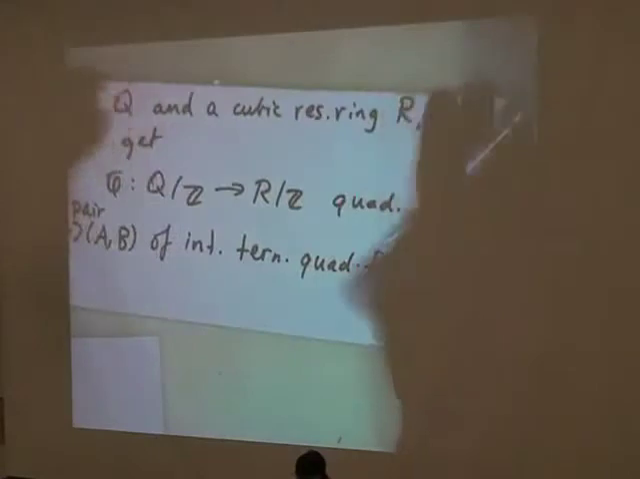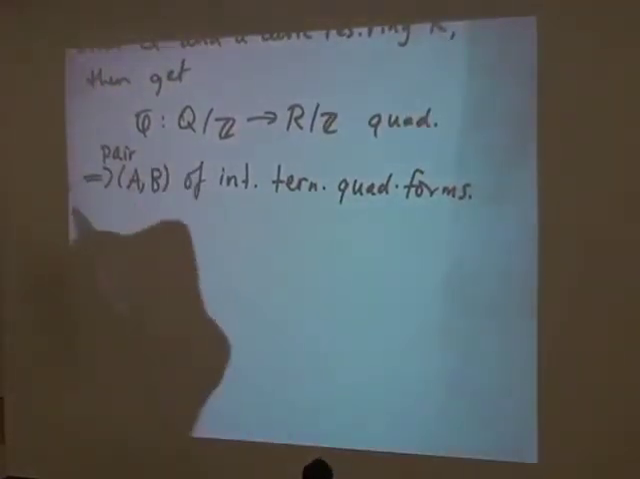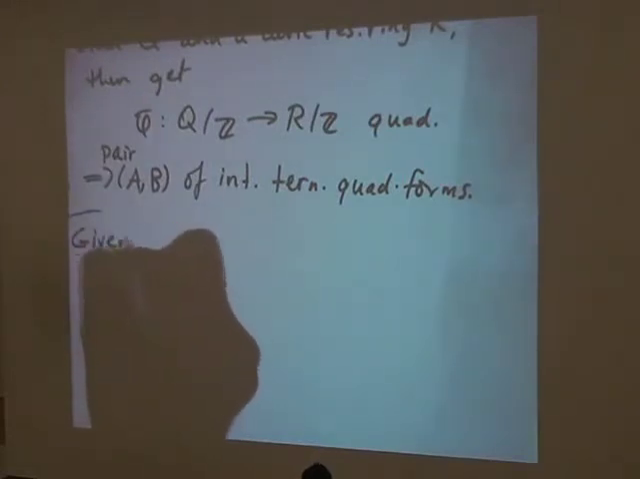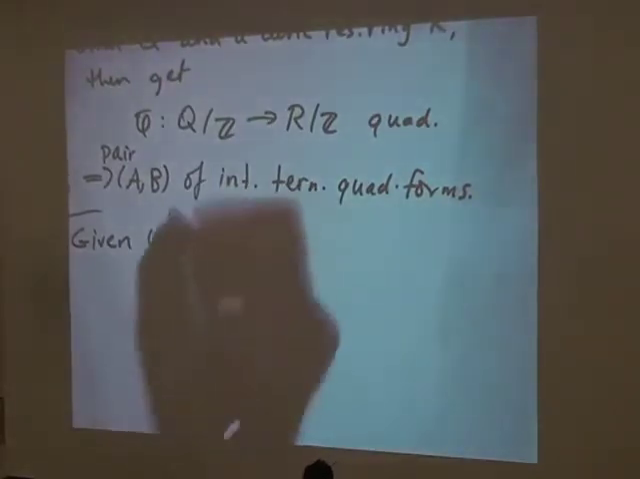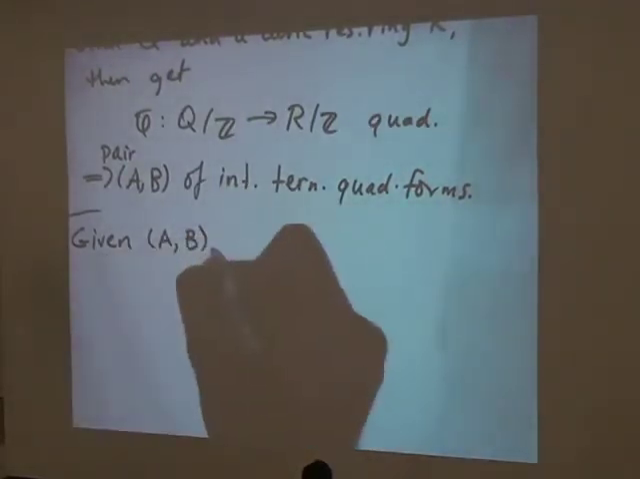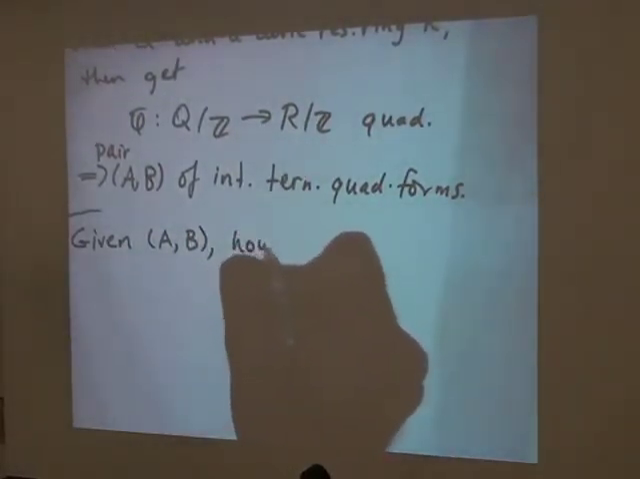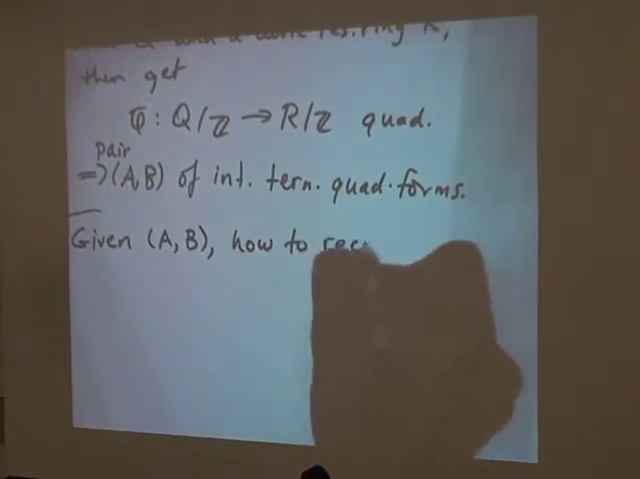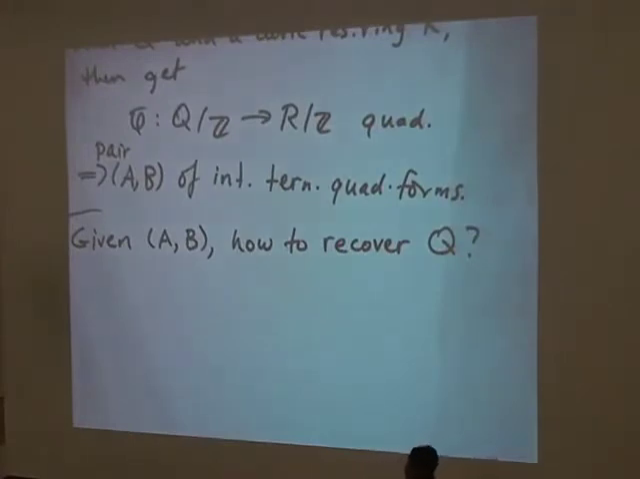Okay, so if everything's going to be analogous with the cubic case, we now want to show, suppose we're given AB. We're hoping that these pairs of integral ternary quadratic forms are going to parametrize quartic rings. So first of all, if you're given such a pair of ternary quadratic forms, here's the first question: how to recover Q? Given a Q and an R, you get a pair of ternary quadratic forms. Conversely, given a pair, does it uniquely determine Q? That's the question.